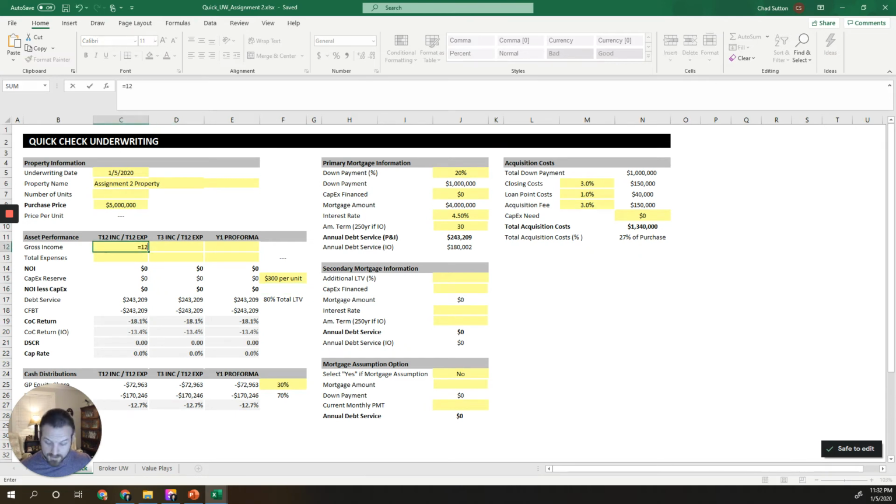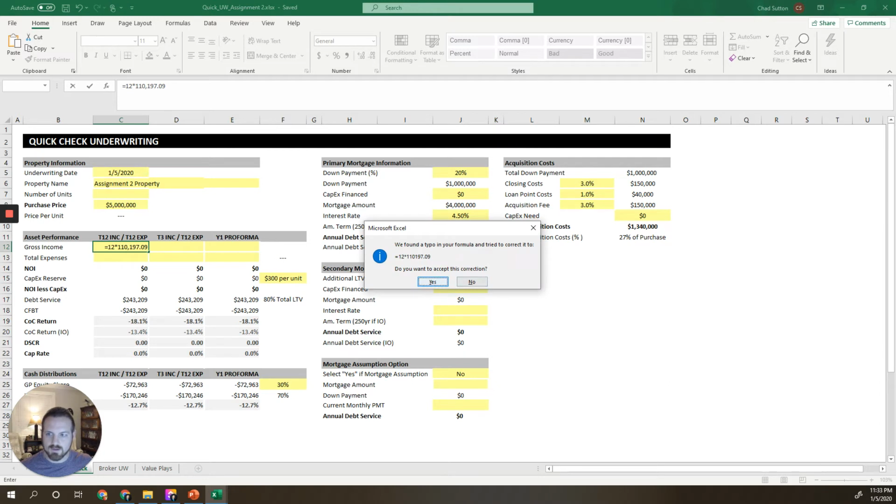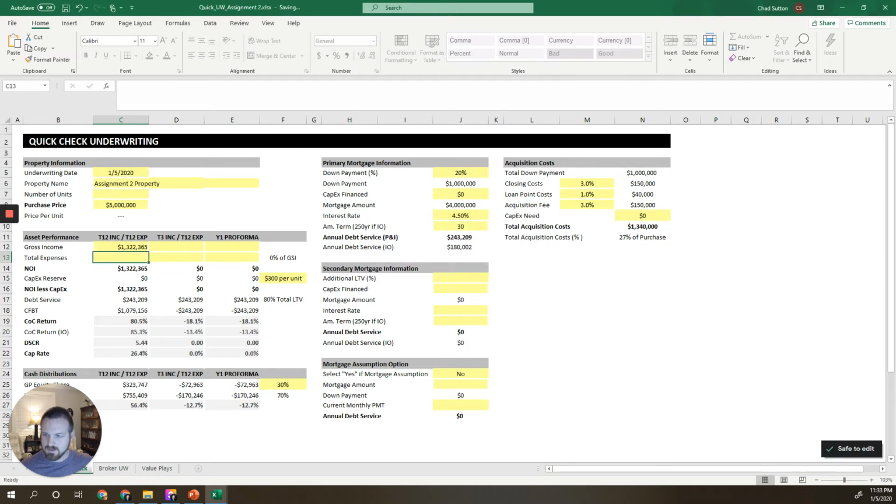And remember, we have to multiply it by 12. So let's do that. Paste it here. Boom. Yes, I want to do that. And then if we go back over here, let's go ahead and do our 50% expenses times this. 661. Number of units we need to go get.